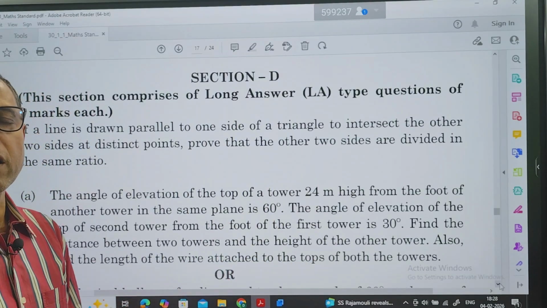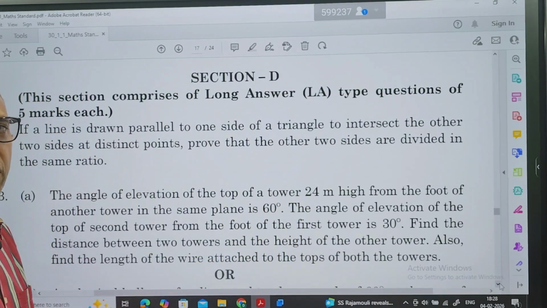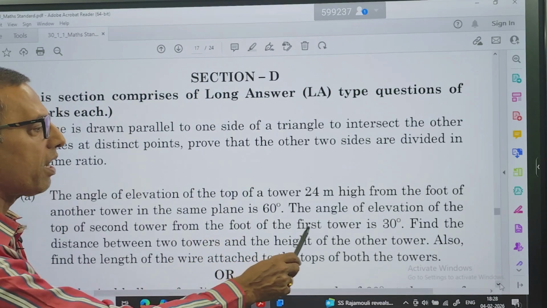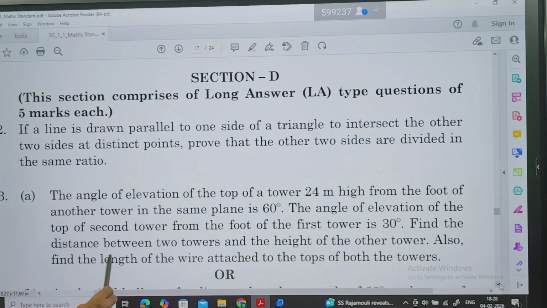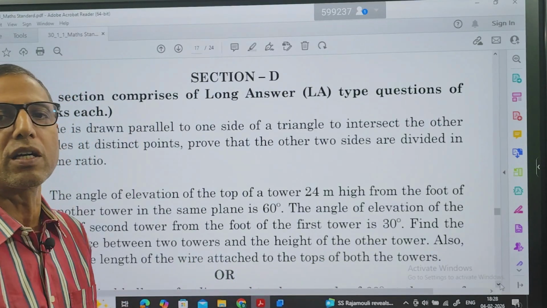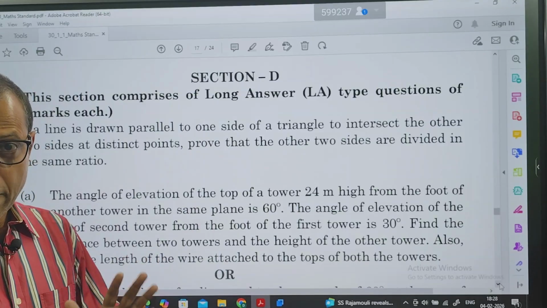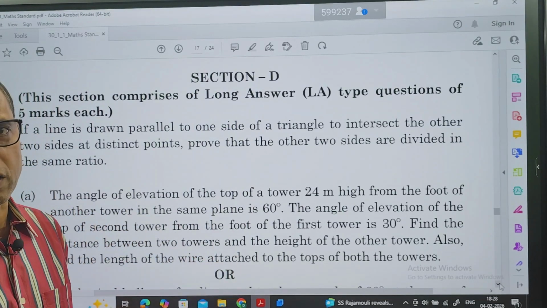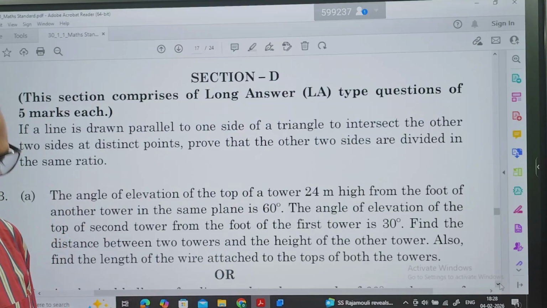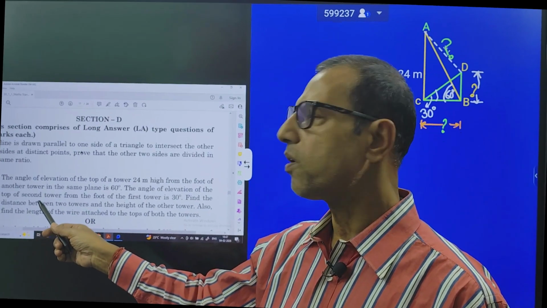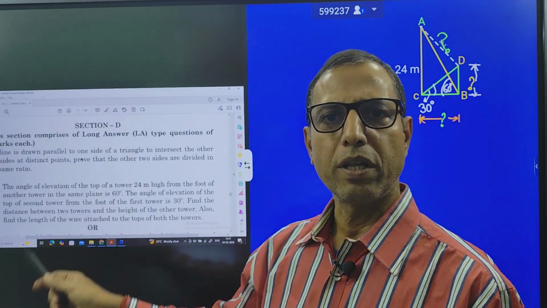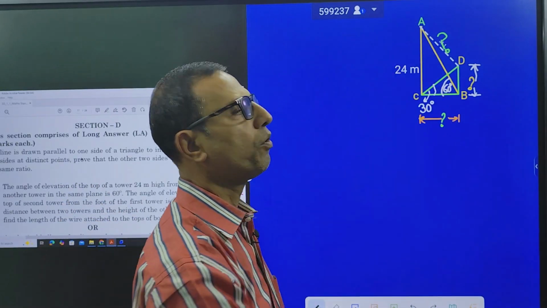One tower, the height is already given, 24 meter high. Now from the given information you need to find out the height of the other tower. Also find the length of the wire attached to the tops of both the towers. So we will transform the entire story into a pictorial representation first. Okay. So now if you transform this entire story into a pictorial representation, that is how it looks.